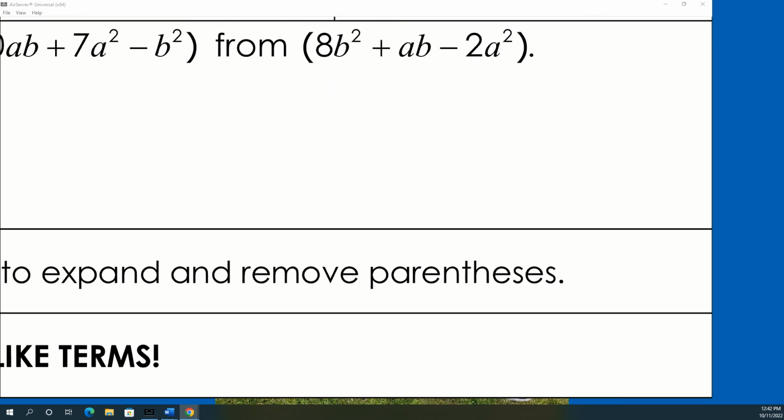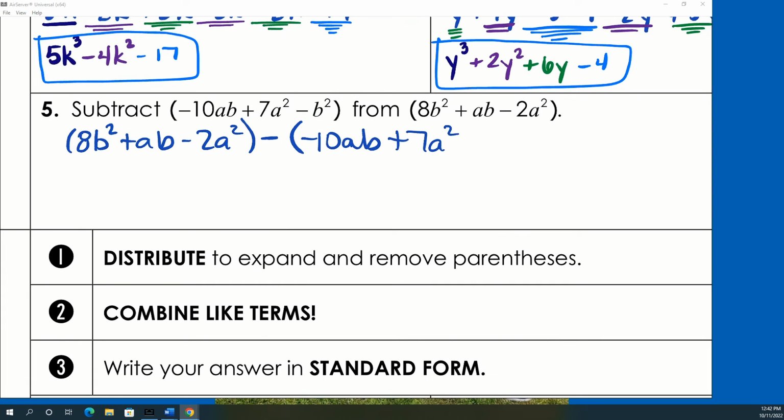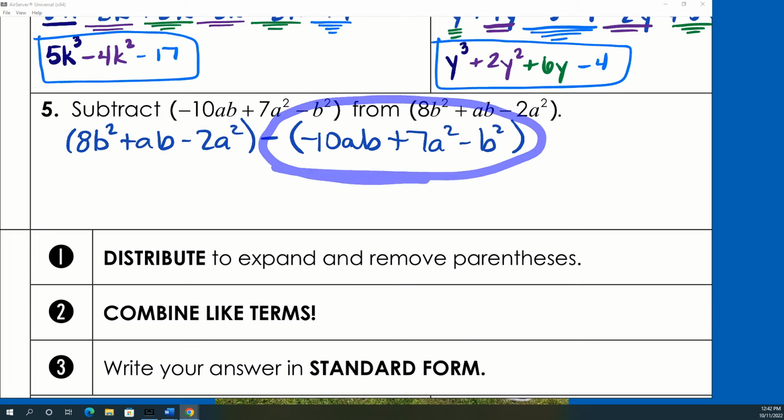All right. And then the last one, they just have it written out in words what they want you to do, which sometimes can be confusing. But they want you to subtract this from this. So that means this one needs to be after the subtraction sign. So you have to be careful. So it would be the 8b squared plus ab minus 2a squared, and then minus the other one. Because we're subtracting this one from the other one. So the one that's being subtracted is that first one.